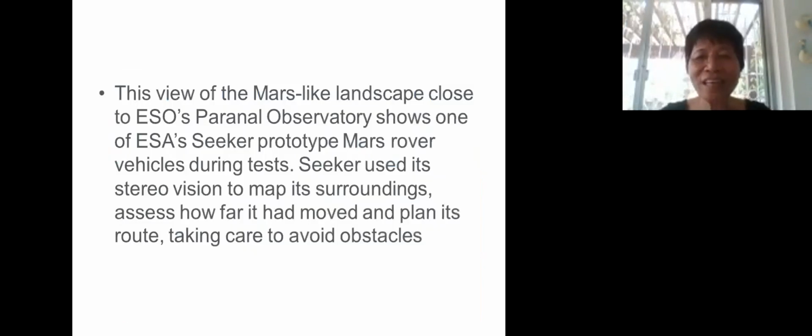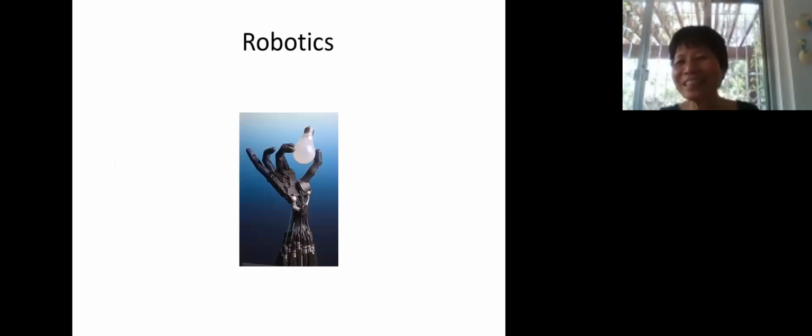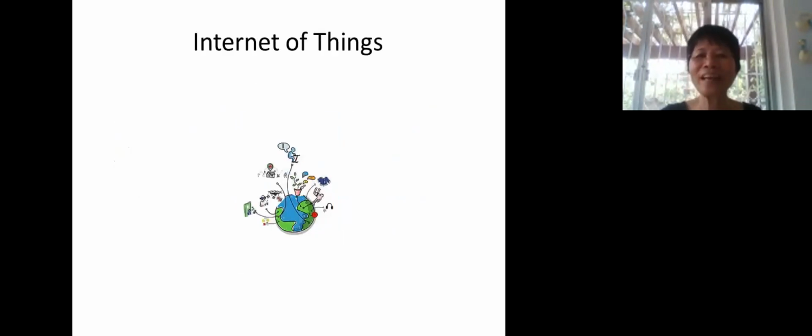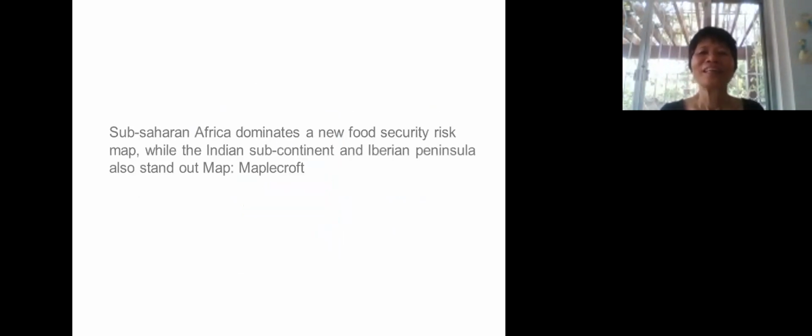They just use this. The landscape close to the ESO shows one of the ESO Seeker prototype Mars rover vehicles. The Seeker used its stereo vision to map its surroundings, assess how far it had moved and plan its route, taking care to avoid obstacles. Because there is a suspicion that there might be some living things on Mars, they use this. Then of course the robotics. If it is dangerous, you ask the robots to do it for you. They can also use it for cars. And Internet of Things, as you said, you are familiar with that.